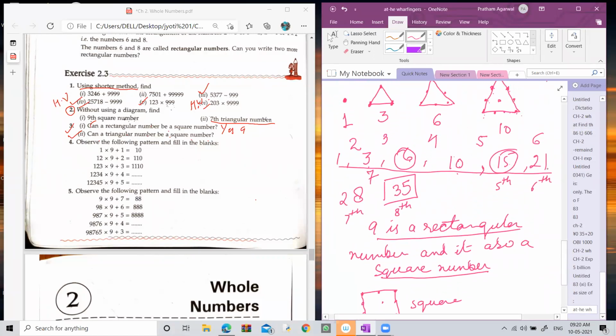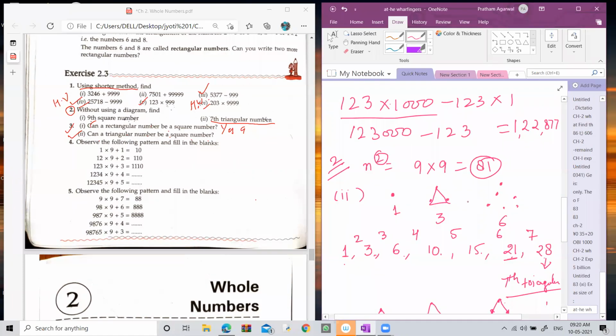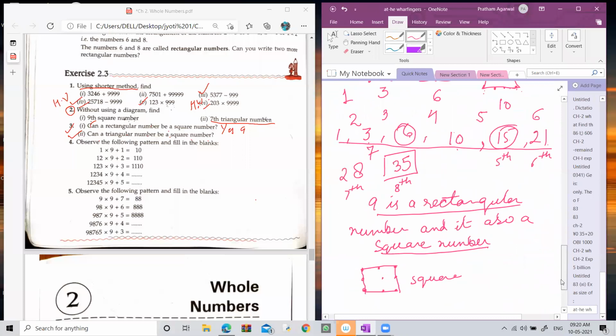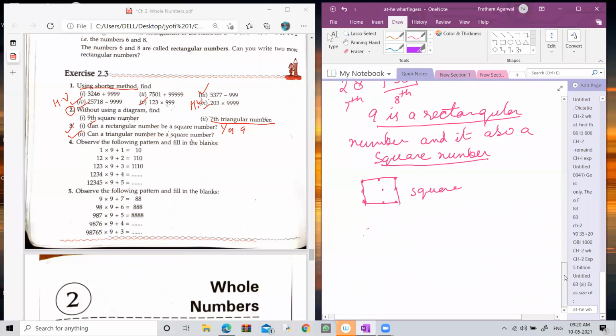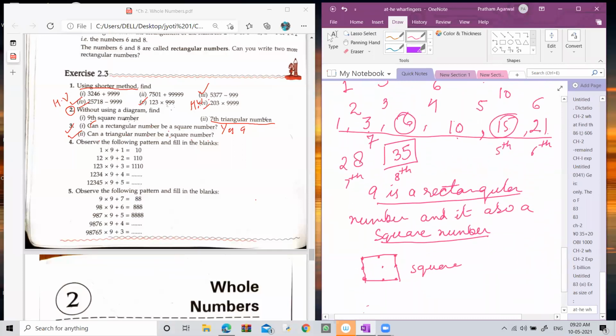The 6th is 21. Then the 7th one is 28. Then when you add 7, it gives you, let me see children, the next natural number. I will tell you later on, okay?